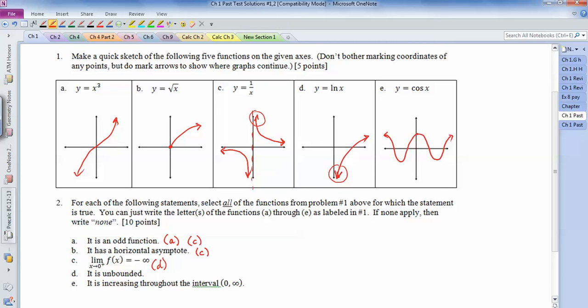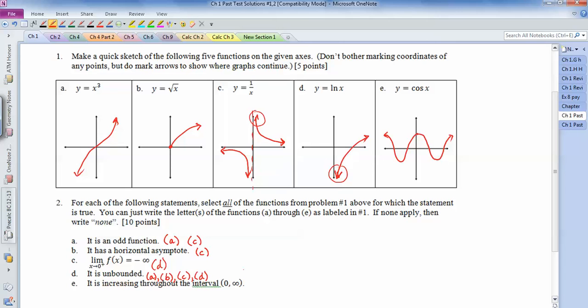Unbounded means either not bounded above or not bounded below or both. And so this one is choice A. That's definitely not bounded. B keeps increasing without any boundary. C definitely is unbounded. It goes both up and way down. D, same thing. That both goes up to positive infinity and down to negative infinity. E is the only one that's bounded both above and below.